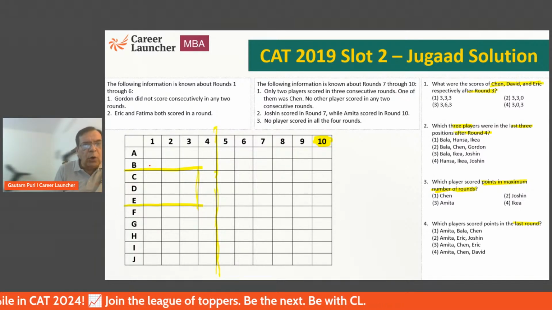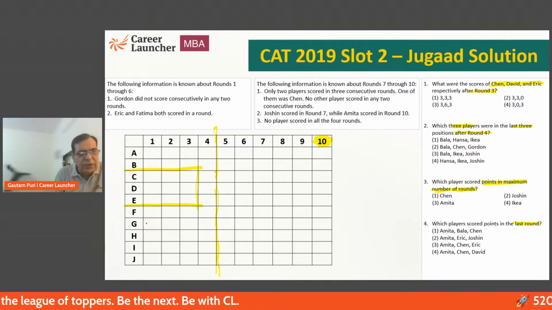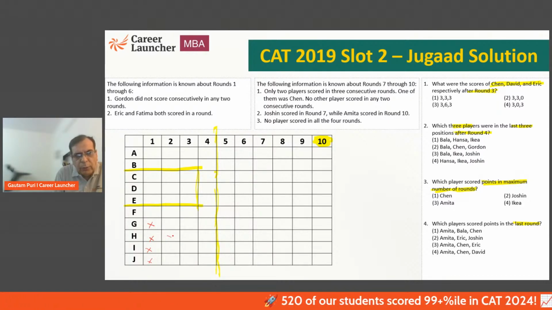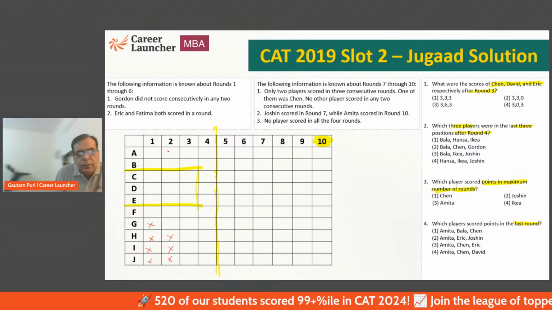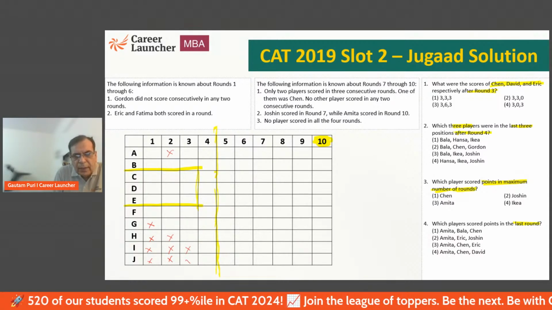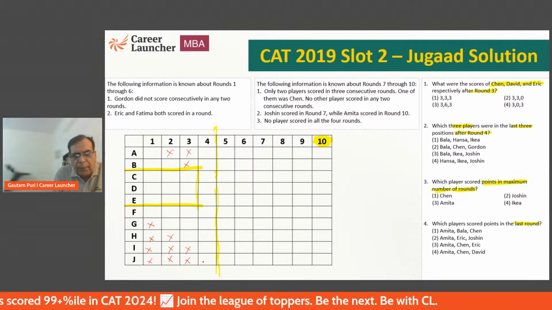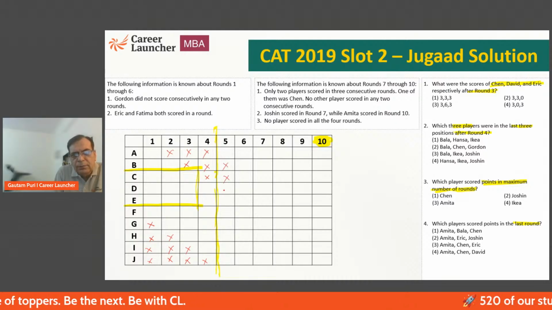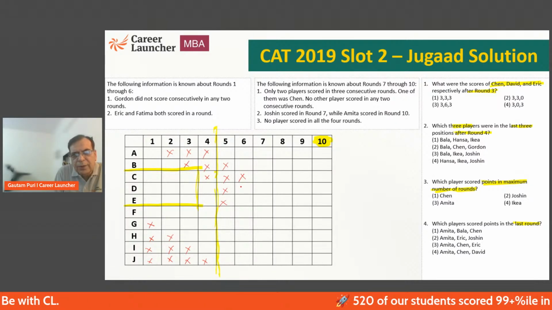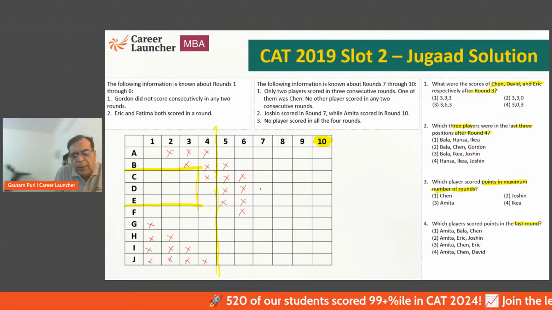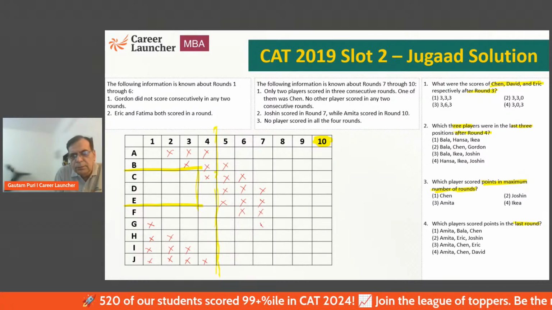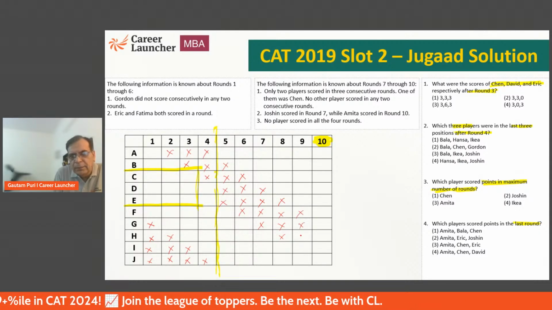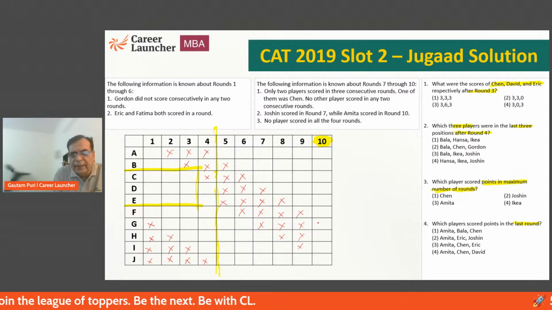First thing is in round 1, who all played? A, B, C, D, E, F, which is players 1 to 6. These 4 did not play in round 1. As we were doing earlier, round 2, these 3, round 3, the 4 players who did not play, we have crossed them out. Round 4, round 5, 6, 7, 8, 9, 10.